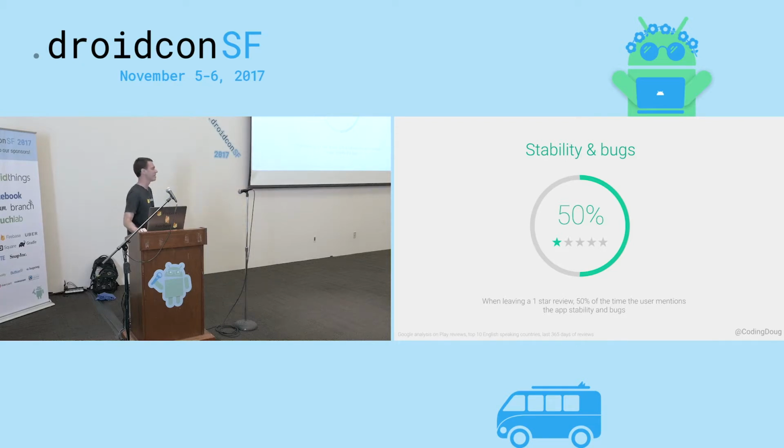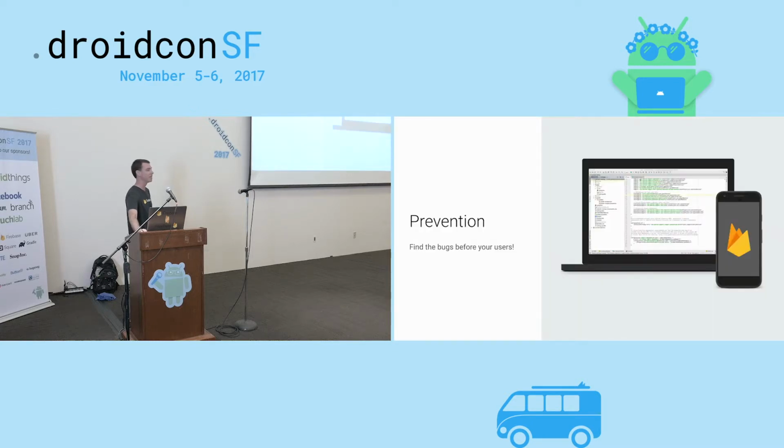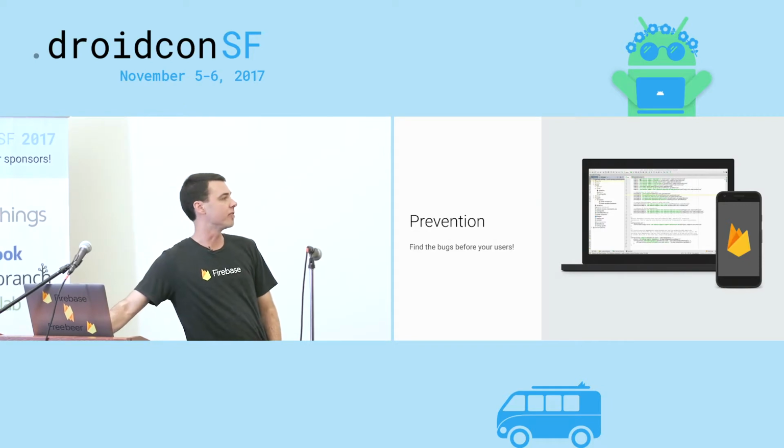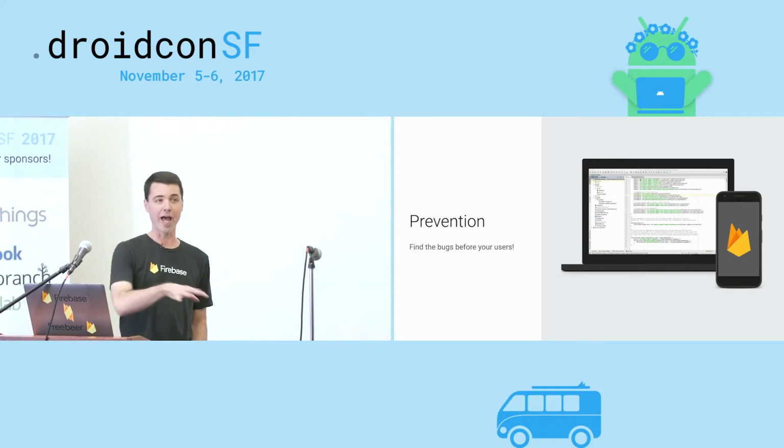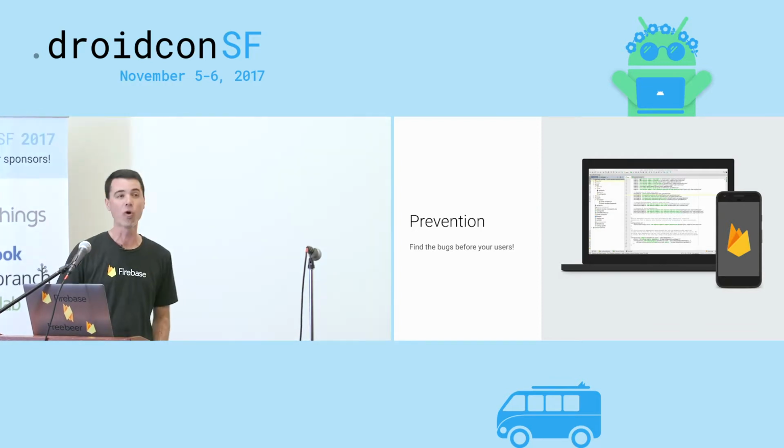Now, the best way to deal with this is to prevent it in the first place, right? You just want to get rid of the bugs before they reach your users. So prevention is the key here. As you know, you can get bug reports from the Play Store after your app is launched, but you want to get them before your app is launched.